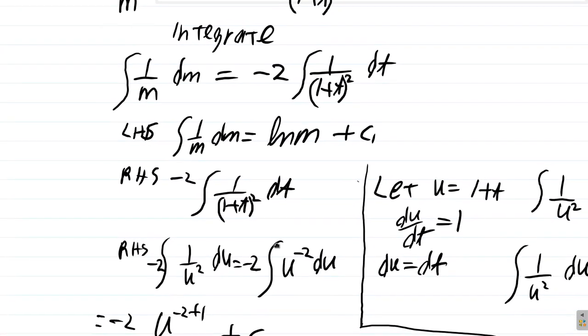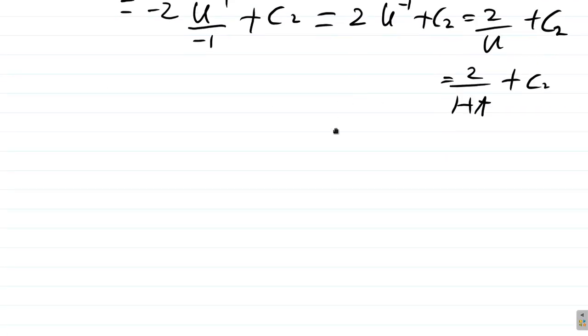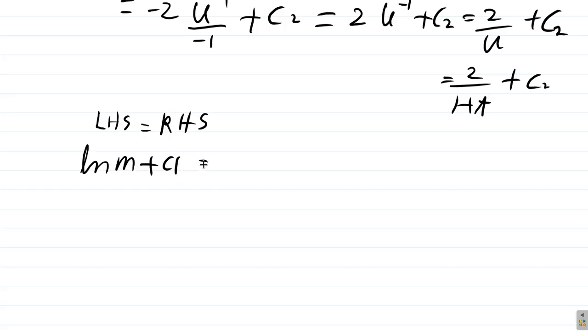Now, on the left, I have ln m plus c1. So therefore, I'm going to rewrite them. The left hand side now equals the right hand side. I'm going to put them together. ln m plus c1 is equal to the right hand side, 2 over 1 plus t plus c2.